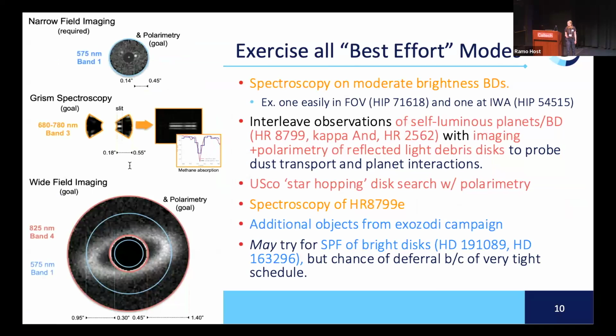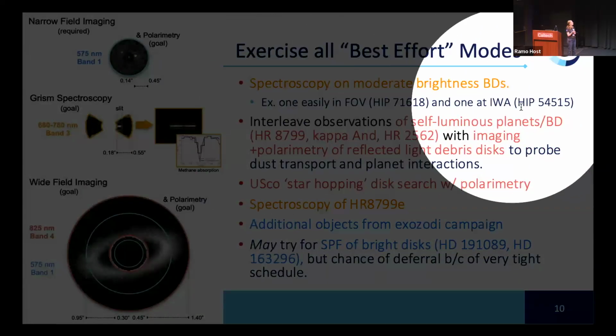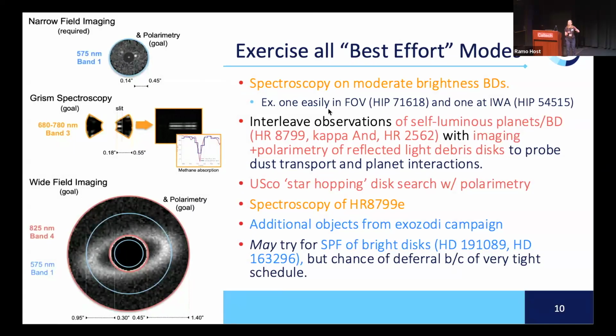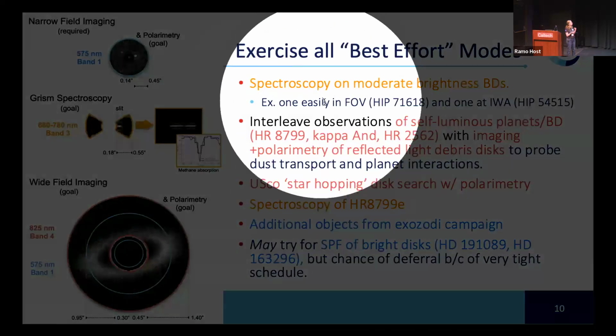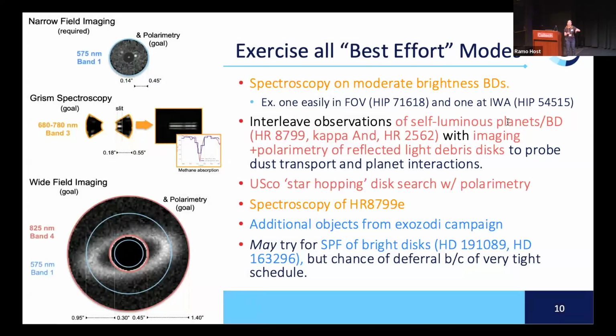All right, post-bulge. The goal is to exercise all of our best effort modes within the first 6 months. So moving on from band 1, we're going to exercise band 3 spectroscopy a couple of times, getting more ambitious each time. And we're also going to look at wide field of view band 4 imaging. So we're going to start off with the spectroscopy campaign for a couple of more moderate contrast objects to commission the mode. One that fits easily in the field of view, and then another one that's really close to the inner working angle to push performance down there.